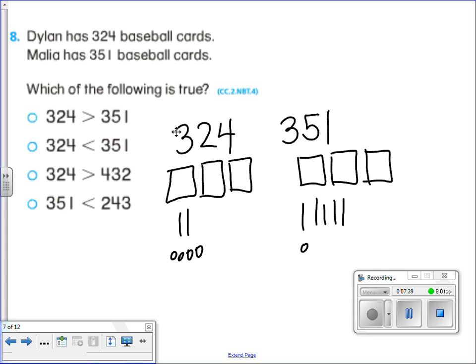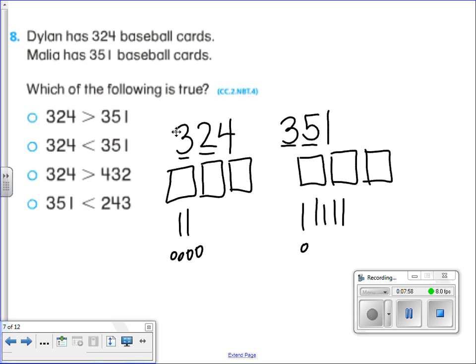Okay, let's compare. We always start with the largest place value. So we're looking at the hundreds place first. 300s here, 300s here. Is there a difference? Call it out. No. Now let's move to the tens place. 2 tens here, 5 tens here.